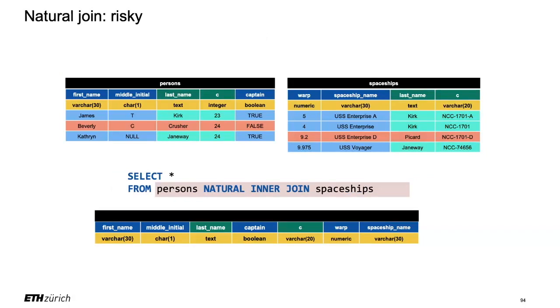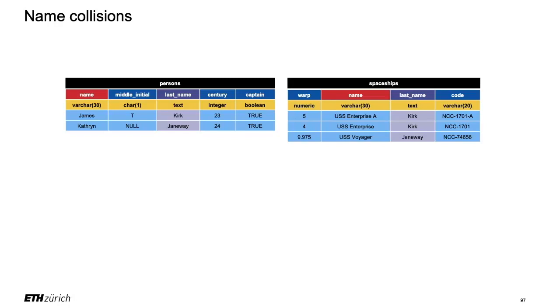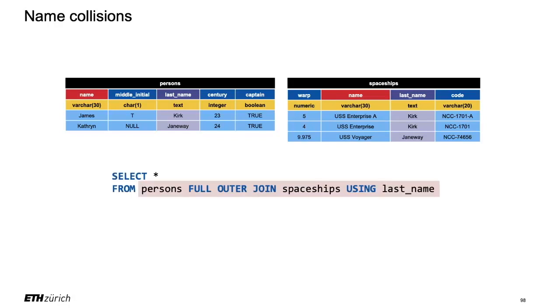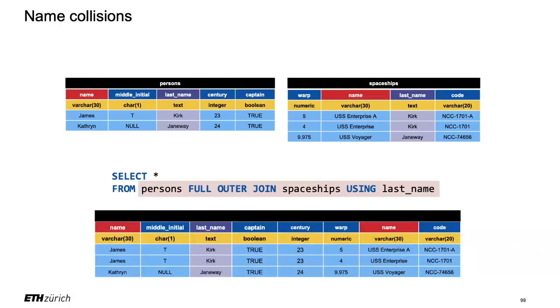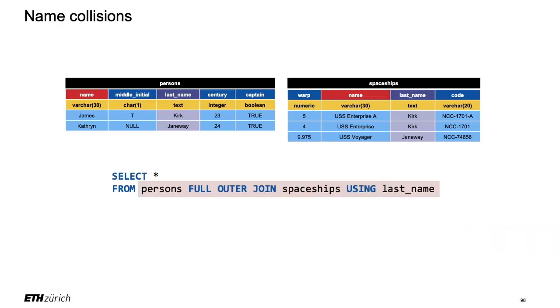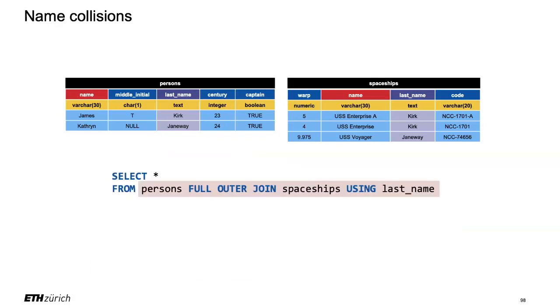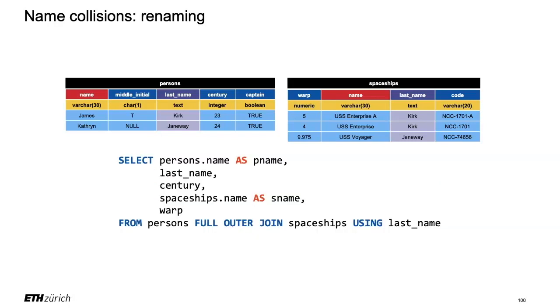I could have done this here to fix it. If here I would have said natural inner join spaceships using last name, then I would have specifically said these are the columns that I want to join that have the same name. So that's how you can fix it. Okay. And not sure what I did here. Using last name. Yeah, I think I should drop that slide. I don't even know what I was thinking. Maybe a copy paste anyway.